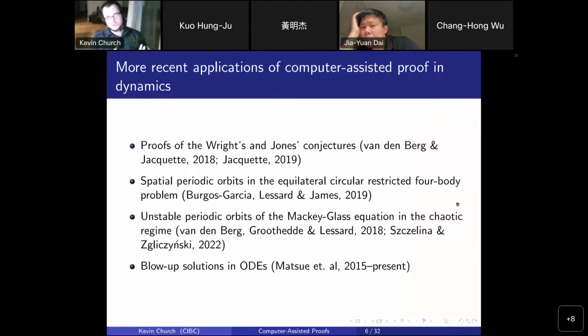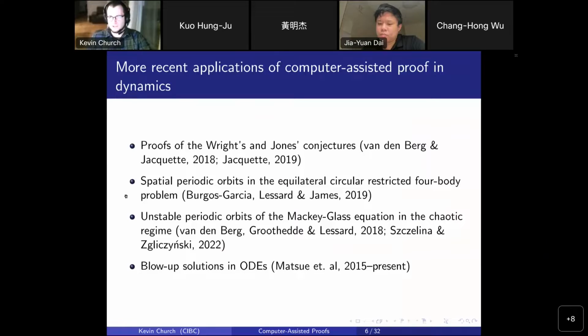Moving to a bit more modern time, quote unquote. Again, I'm not talking exhaustive results here, just highlighting a few big papers and current ongoing projects. There are the proofs of the Jones and Wright's conjectures, which, in terms of settling very old problems with computer-assisted proof, are very self-contained, and if you look at them, it's clear where you can see the computer-assisted proofs coming into play. There's actually a lot of work in celestial mechanics that makes use of computer-assisted proofs. I'll just mention this one paper in 2019 by Burgos-Garcia, Lessard and James on the circular restricted four-body problem.